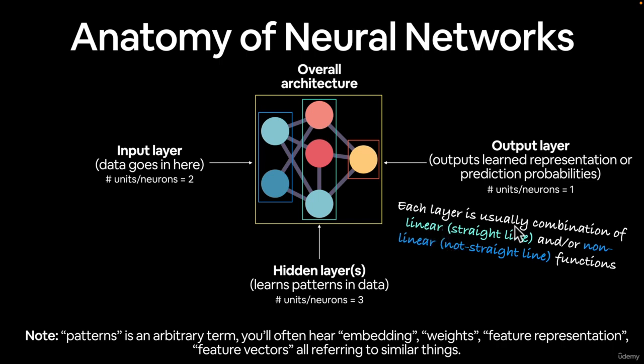And now to get more technical, each layer is usually a combination of linear, so straight lines, and non-linear, non-straight functions. So what I mean by that is a linear function is a straight line, a non-linear function is a non-straight line. If I asked you to draw whatever you want with unlimited straight lines and not straight lines, so you can use straight lines or curved lines, what kind of patterns could you draw? At a fundamental level, that is basically what a neural network is doing. It's using a combination of linear, straight lines, and not straight lines to draw patterns in our data. We'll see what this looks like later on.